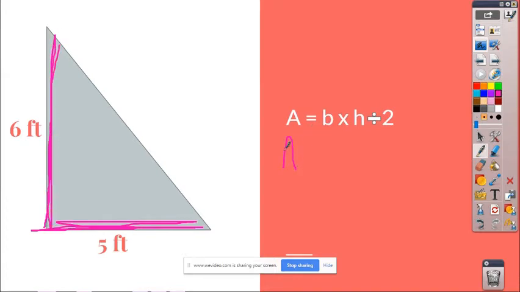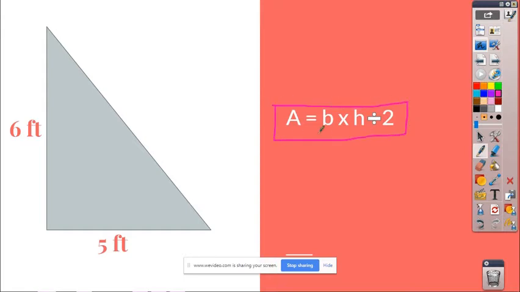So the area of this triangle is the base times the height divided by 2. So I'll figure out what the base times the height is first. It's 30. And then 30 divided by 2 is 15. So just to quickly go over that again, the formula to find the area of this triangle is I do the base multiplied by the height, which is 30, and then I just divide that answer by 2. I cut it in half, which is 15.